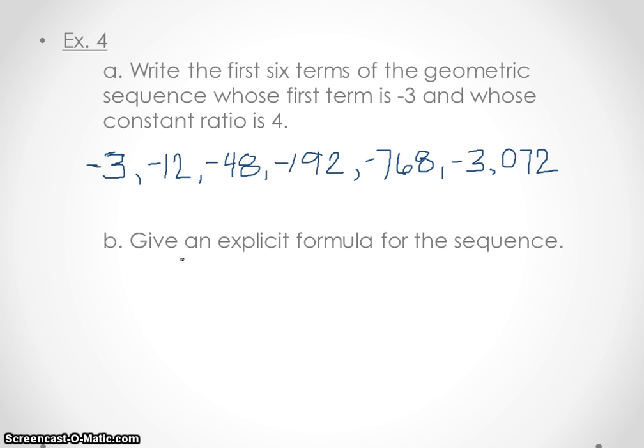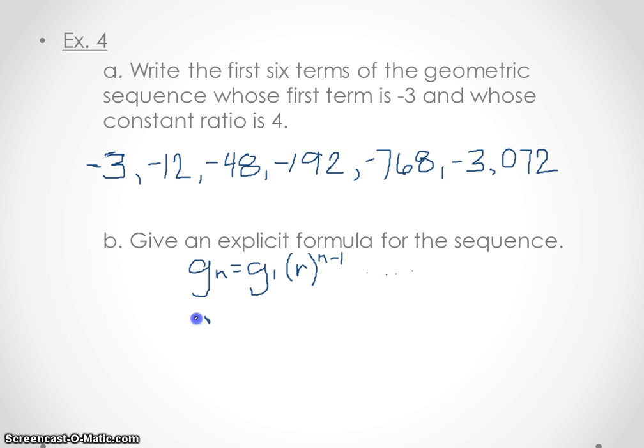Okay, now give an explicit formula for the sequence. Remember, explicit formula is of the form g of n equals g of 1 times our constant ratio to the n minus 1 power. I like to write these out every time so I get the formula drilled into my head. Then we'll have that "for integers" stuff, but I'm not going to bother writing it until I actually get my formula, because that's always the same.